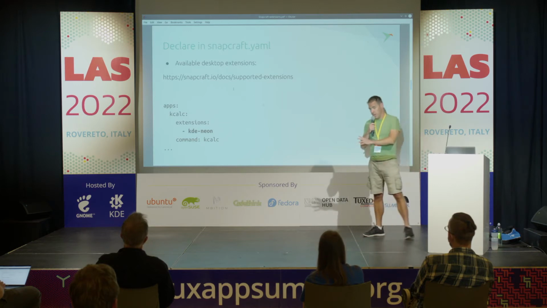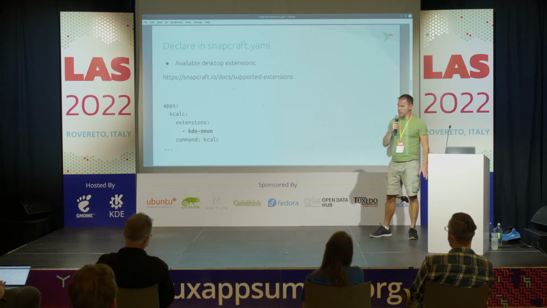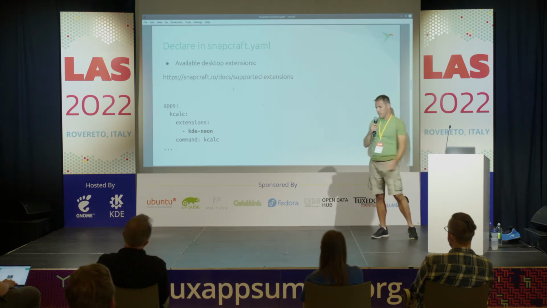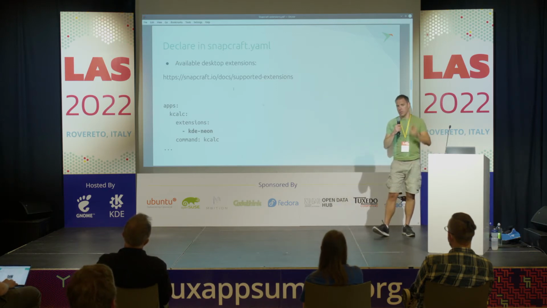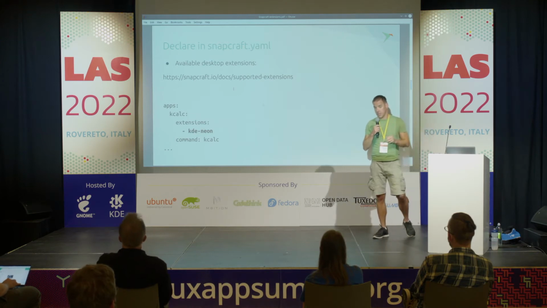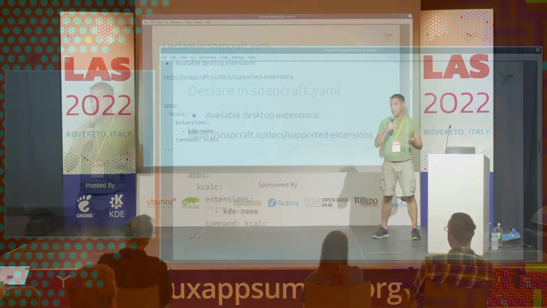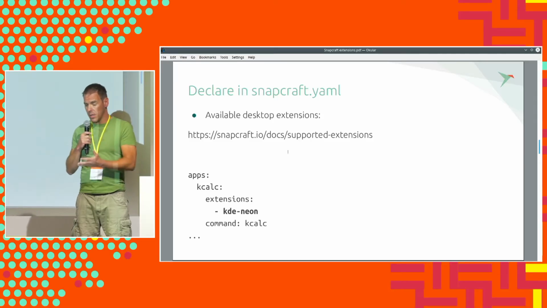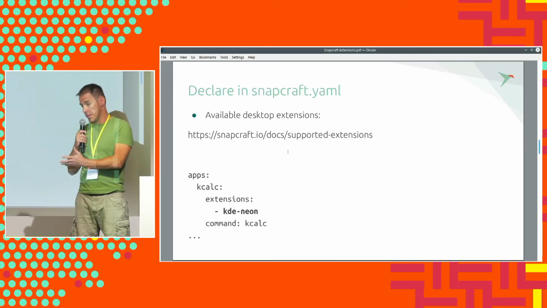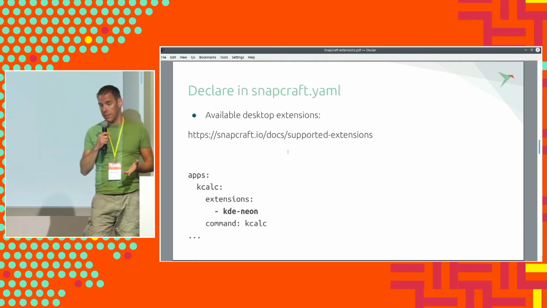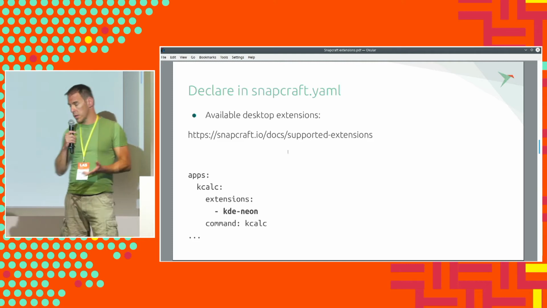So, there are about, I think, 7 or 8 supported extensions at the moment. You can check them out, this URL here. There are per version GNOME extensions, like 3.28, 3.34, 3.38, and so forth. There's the KDE Neon extension. Those two are very desktop specific. There's an extension for robotics, and more recently for the Flutter framework.